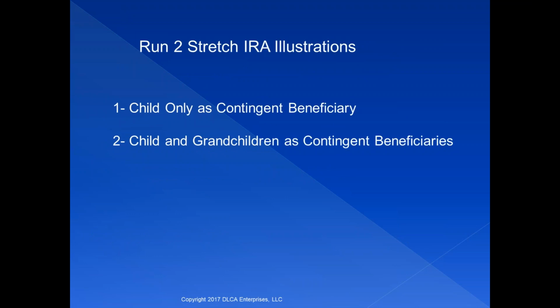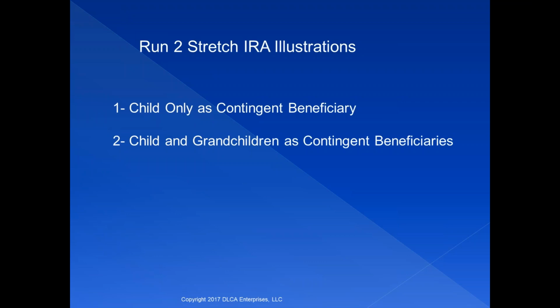You run 2 Stretch IRA illustrations. There's a lot of software out there you can buy, or insurance companies provide it. Imagisoft has a great software package. Number one, child as contingent beneficiary. Number two, the children and grandchildren as contingent.